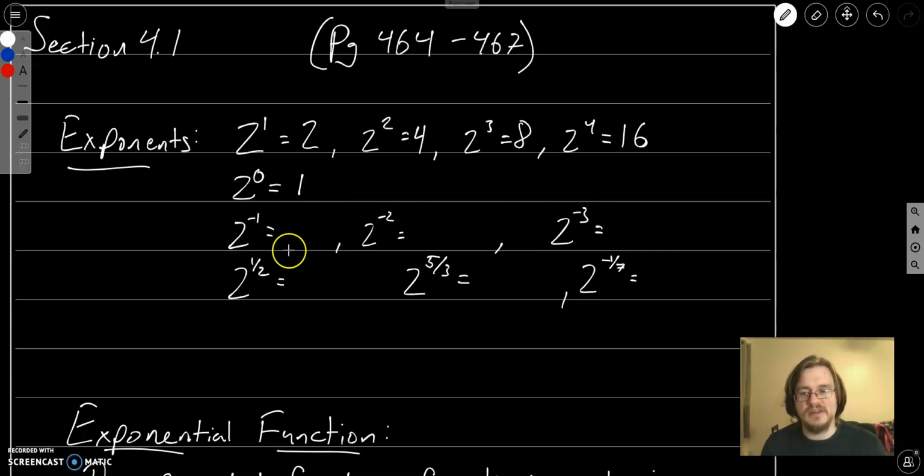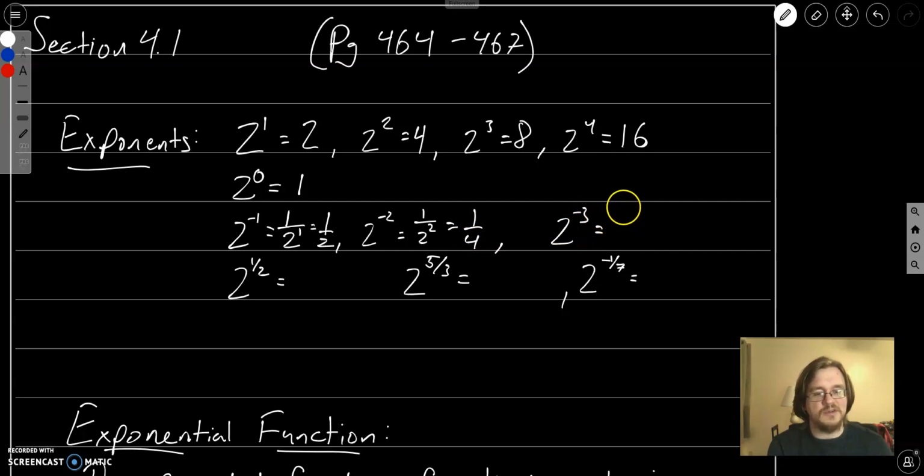We have some negative exponents, so we have 2 to the negative 1. When we see a negative exponent, we flip it over. So 2 to the negative 1 is going to be 1 over 2 to the first power, which is the same thing as 1/2. 2 to the negative 2 power is the same thing as 1 over 2 to the 2 power. Again, we just flip the fraction over, and this is going to be 1/4. And 2 to the negative third power will be 1 over 2 to the third power, which is 1 over 8.